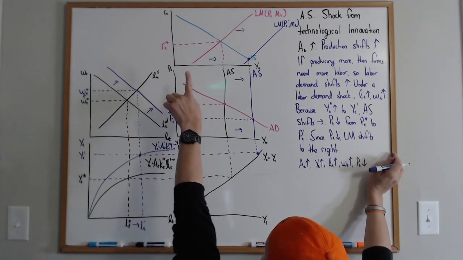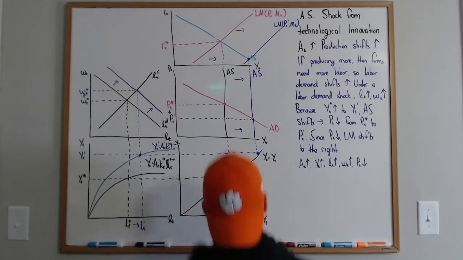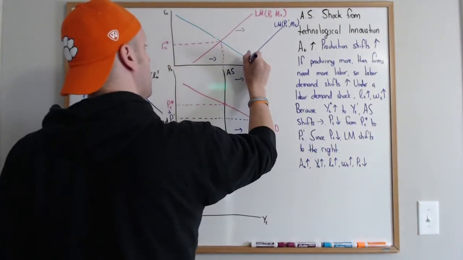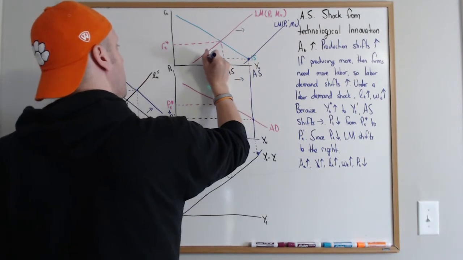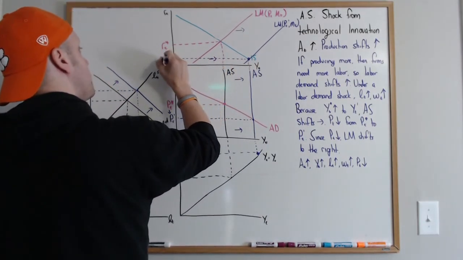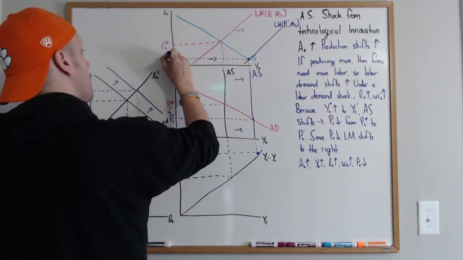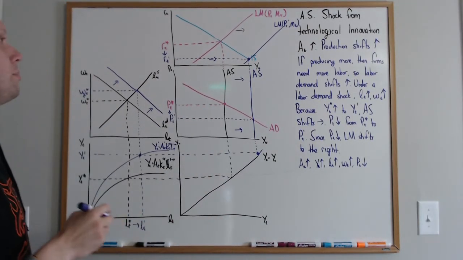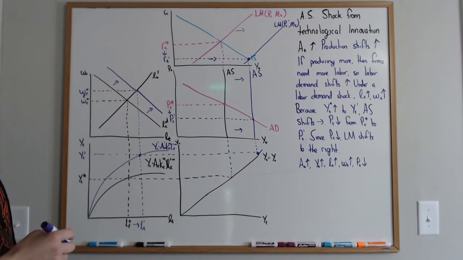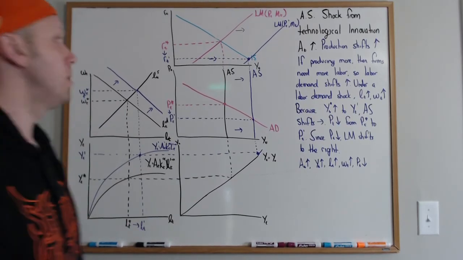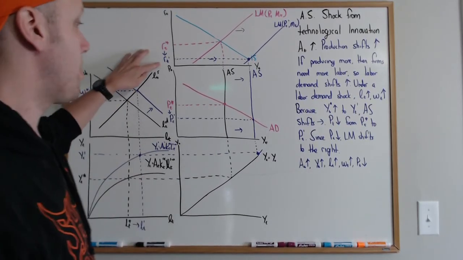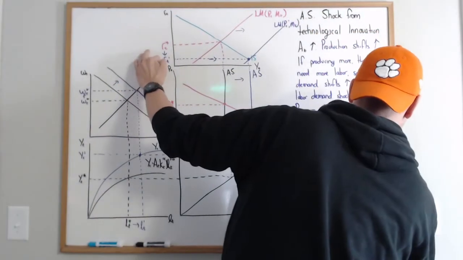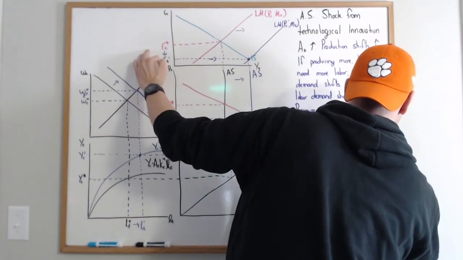Oh, one more thing. What else falls? Well, let's take a look. That LM curve shifts to the right along a downward sloping IS curve. What that implies is that the real interest rate is going to fall from R star to R prime. So we have that.